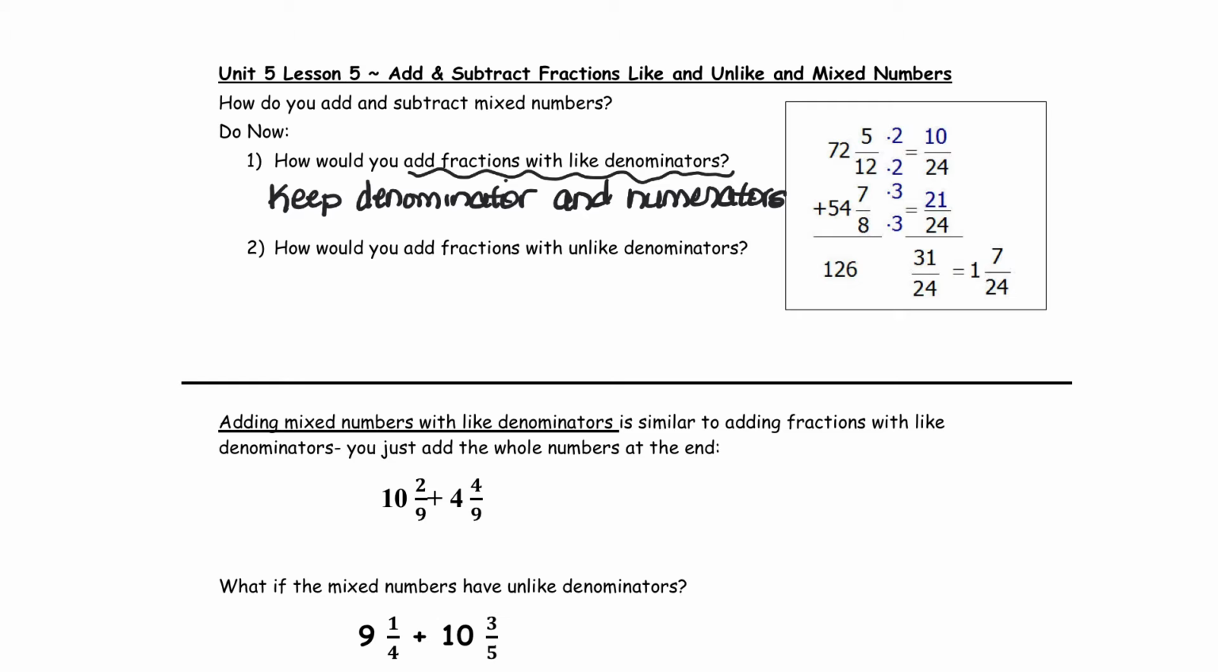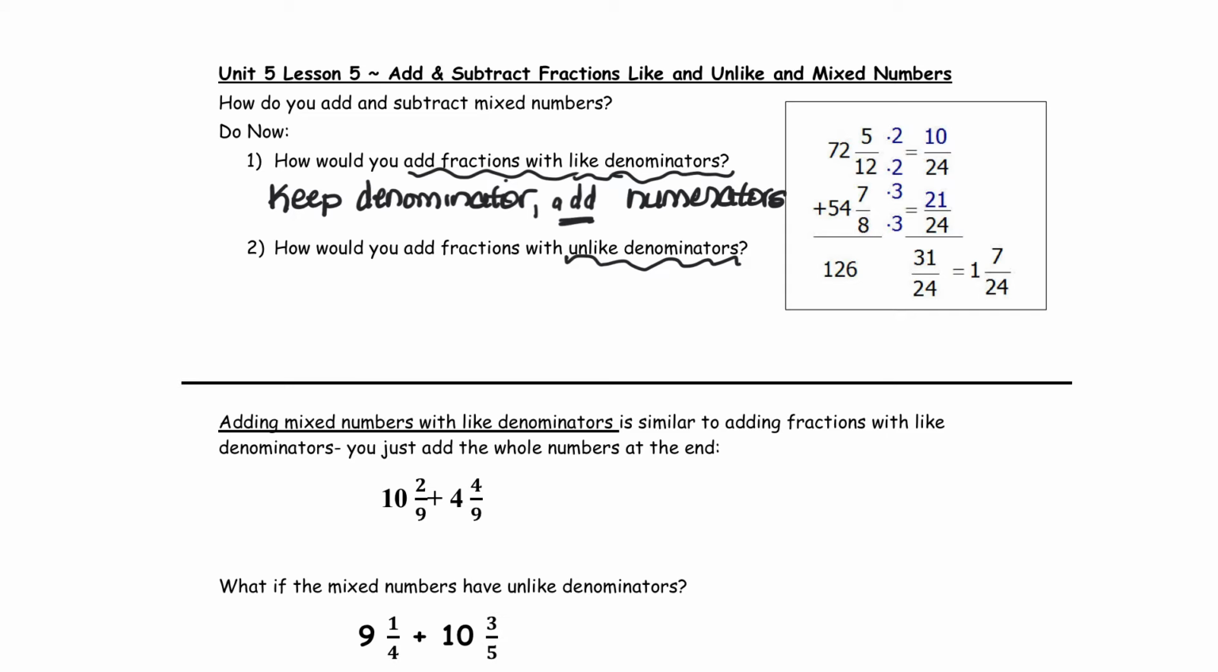Number 2, how would you add fractions with unlike denominators? All right, so when we see fractions that have like denominators, that's easy, right? We just keep the denominators, add the numerators, and then we simplify if we need to. When we have unlike denominators, we can't just simply add them together or subtract them. We need to find what? What is it that we need to find to get the denominators the same?